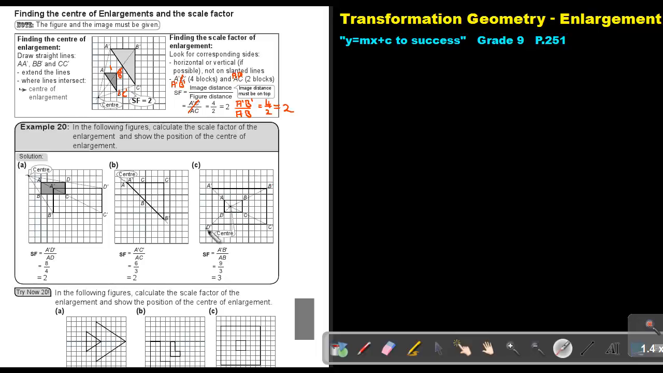Connect the lines, connect the lines, connect. There is the center. And then if I look at the distance, 1, 2, 3, 4, 5, 6, 7, 8, 9, and then 3, and the answer is 3. Always remember, the image must be on top over the original figure if you want to work out the scale factor. Okay, let's look at this one.